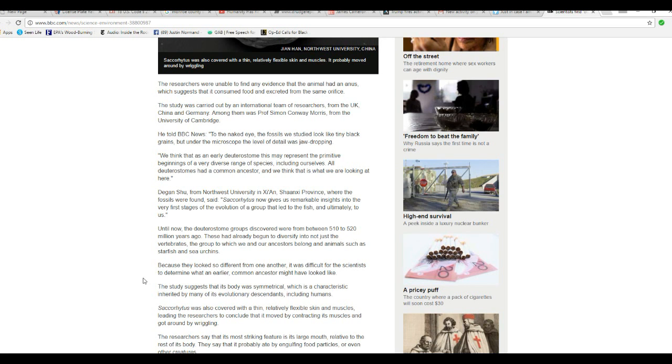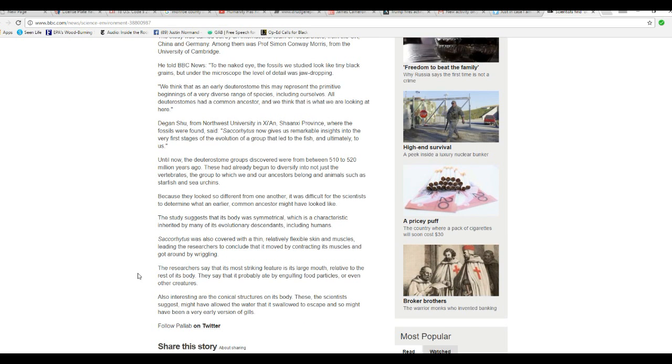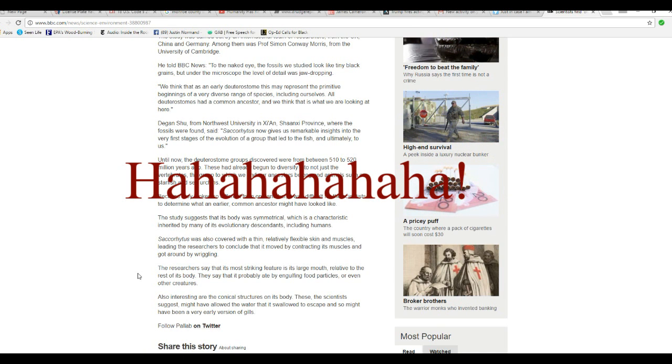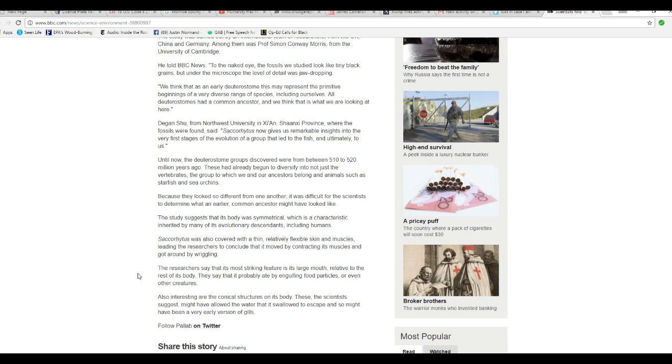The study suggests that the body was symmetrical, which is a characteristic inherited by many of its evolutionary descendants, including humans. It was also covered with thin, relatively flexible skin and muscles, leading researchers to conclude that it moved by contracting its muscles and got around by wriggling. So, some sort of water flea or something. I get it. Researchers say that its most striking feature is its large mouth relative to the rest of the body. Sounds like a Chicago politician. They say it probably ate by engulfing food particles or even other creatures. Well, how do you think it ate? Gee whiz, I could have told you that.